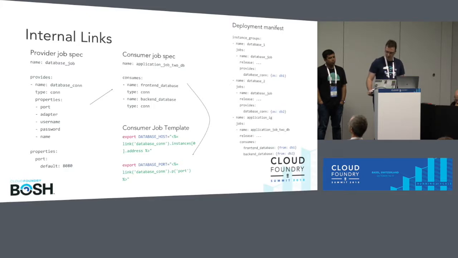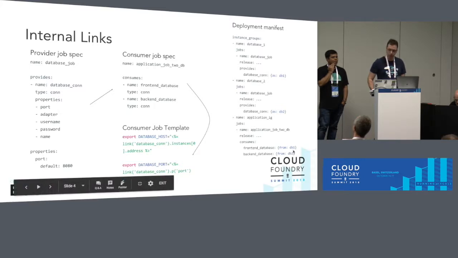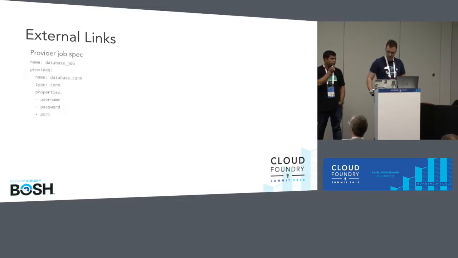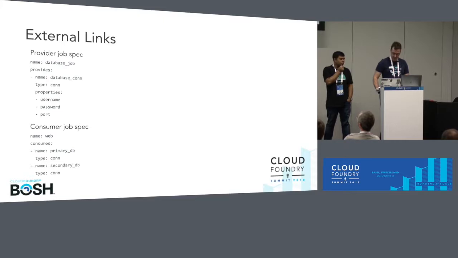And you have the deployment manifest, where we can see the providing jobs. You can have aliases on the link. If there are multiple jobs that are databases, for example front-end and back-end databases, you will need aliases if they provide the same type of link. The consuming job, on the other hand, would reference the alias you provided. And as we'll see in the next slide, we'll see what happens if you want to connect links across deployments. So this would be external links.